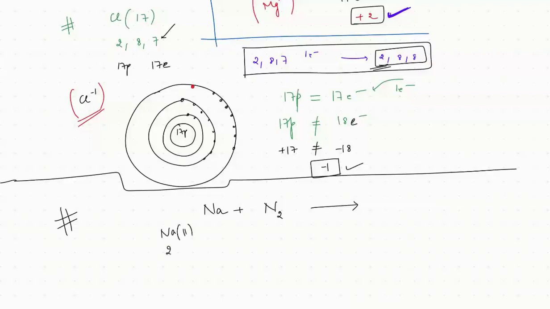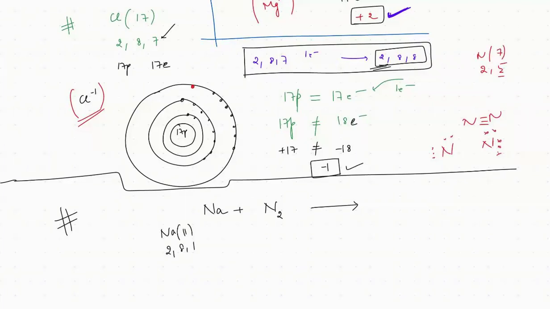Configuration would be 2, 8, 1. N2 is written, which means N is already bonded to another N by a triple bond, because we know that N has atomic number 7, configuration 2, 5. So it would have 5 electrons in its valence shell. Another N will also have 5 electrons in its valence shell. Do you understand?